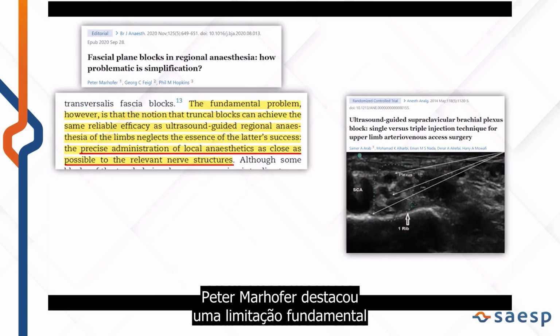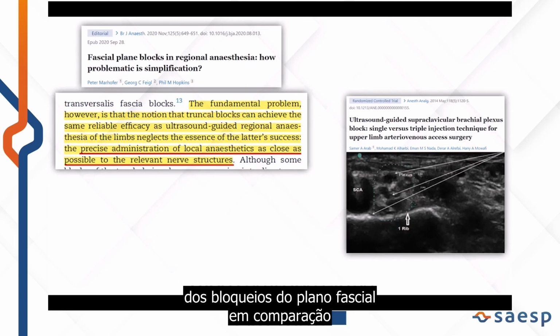Now, Peter Marhofer has highlighted a fundamental limitation of fascial plane blocks compared to more conventional or traditional nerve blocks.